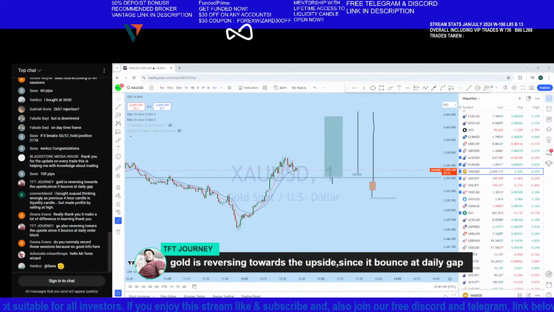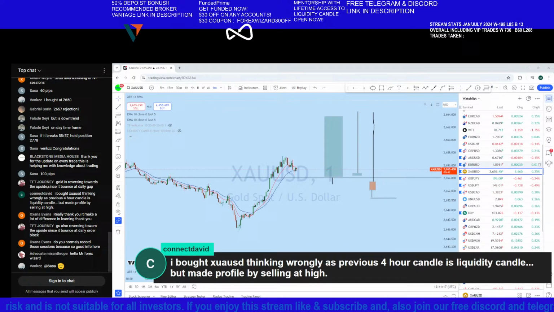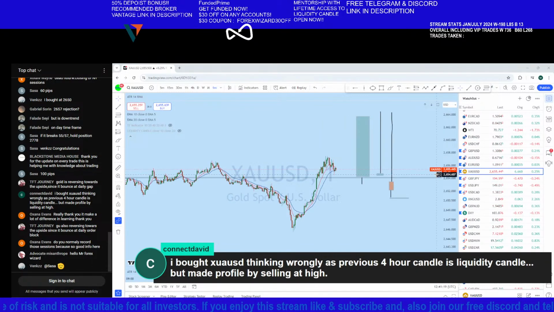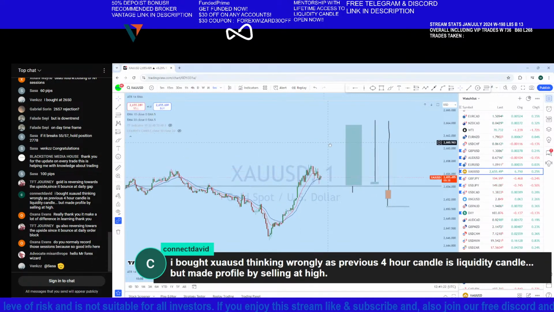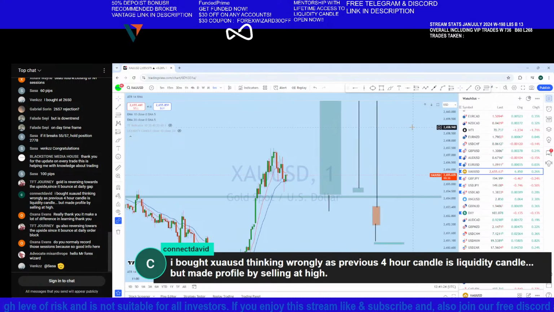About XAUSD, thinking wrongly that the previous 4 hour candle was a liquidity candle, but made profit by selling at high. I wouldn't recommend to blindly use any candle as a liquidity candle. Okay, if you don't have that tool, then not at all to use it as a liquidity candle, because it's nothing you can guess. Absolutely not.